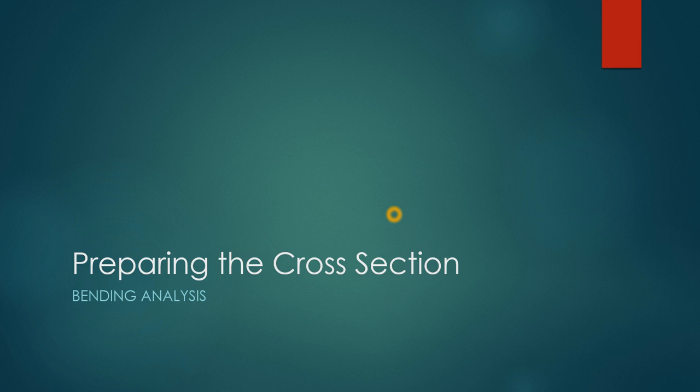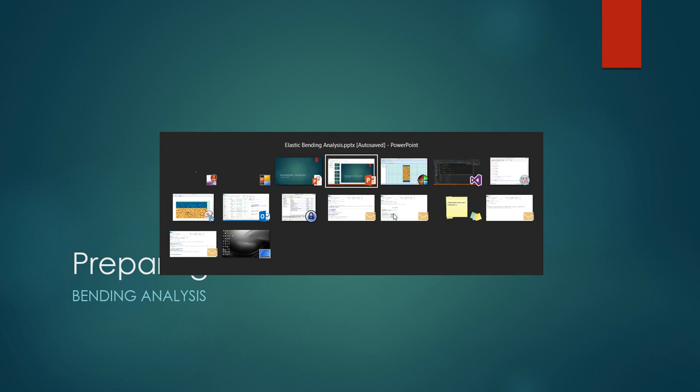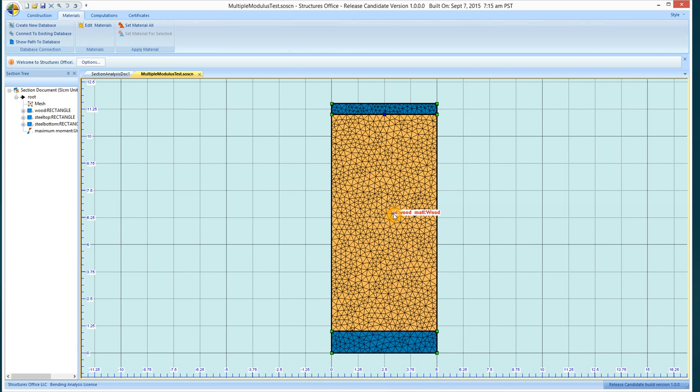In order to do elastic bending, there's some preparation that you'll need to do. For any section, you'll need to do 3 steps. One, define the geometry. The second step is to apply the materials for the elastic bending, and it'll have to have all the values that we just discussed.